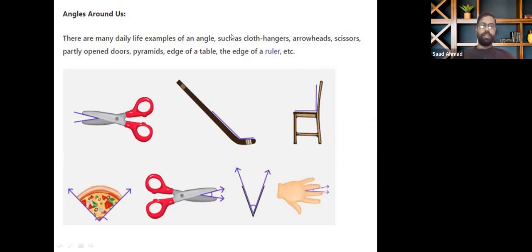Even the clock that we have here, whatever time it shows, it's an angle. Let's say it's showing one o'clock, one hand here and one here. This is an angle here.